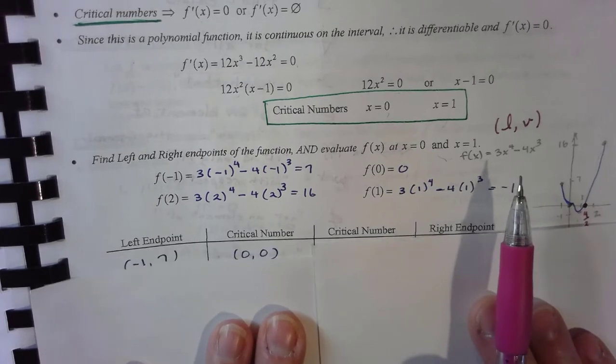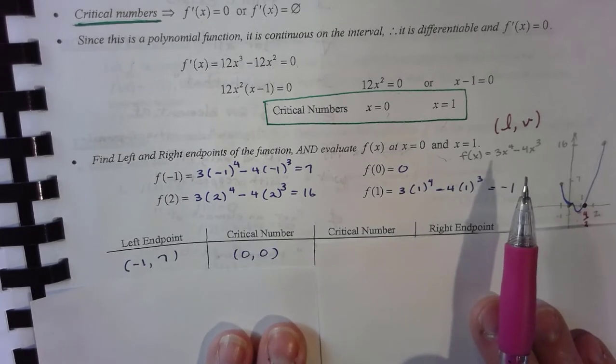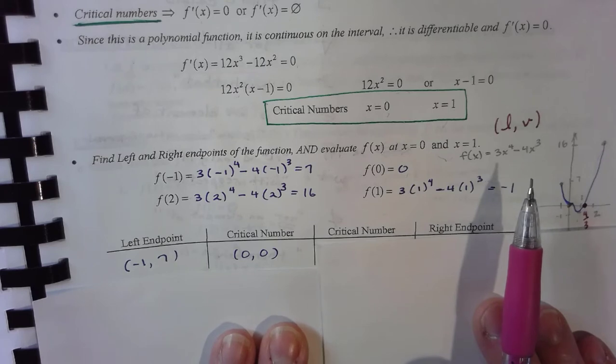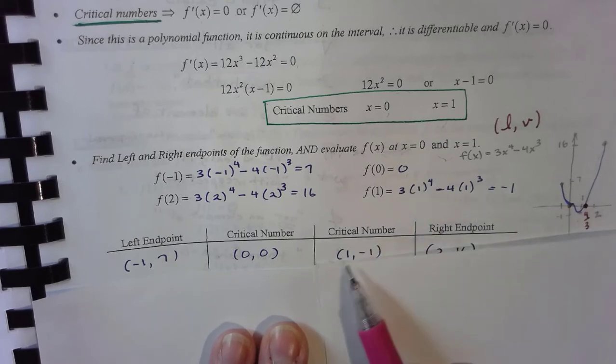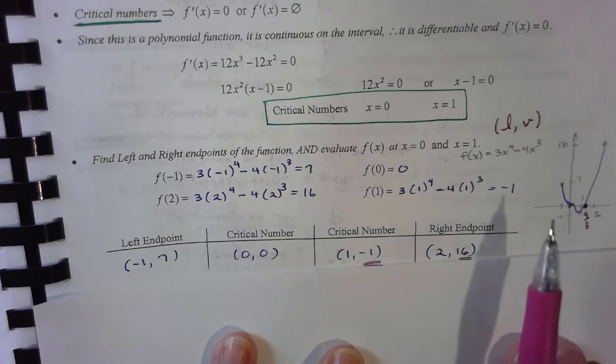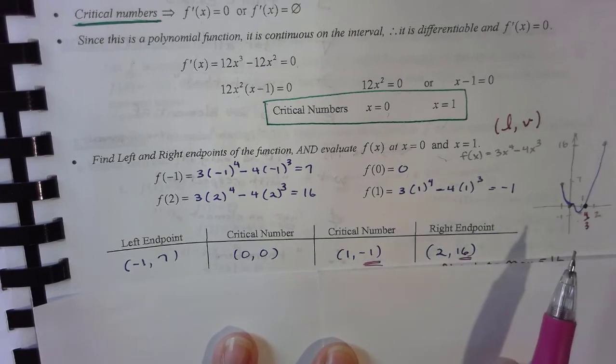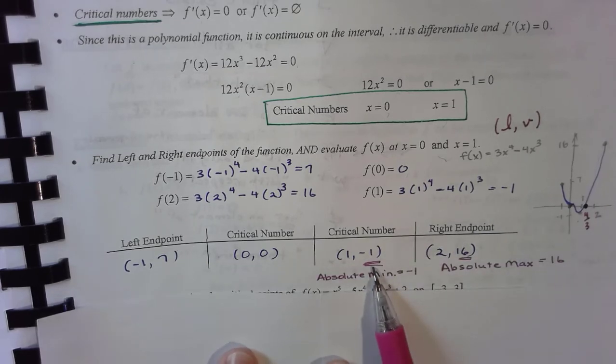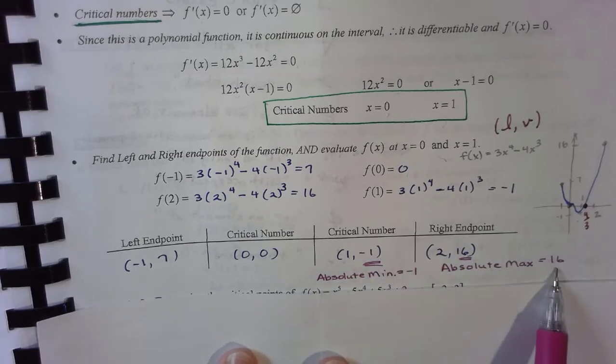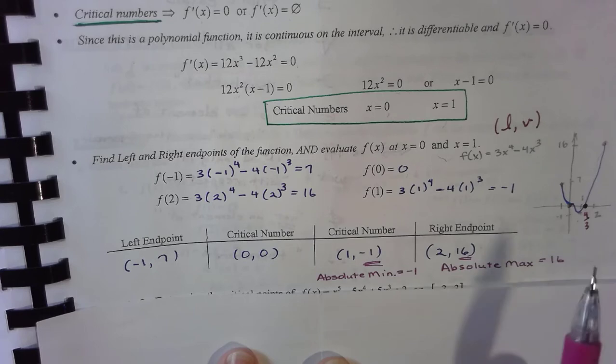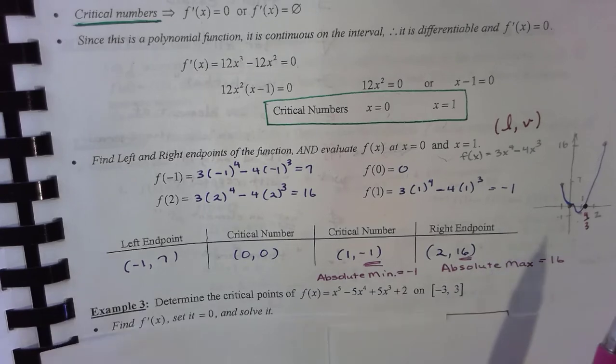So my left endpoint is the point -1, 7. My critical number when x is 0, the point is 0, 0. My critical number when x is 1, the point is 1, -1, and my right endpoint 2, 16. Clearly, lowest value, highest value. Absolute minimum, absolute maximum. Why? Because I also checked at the endpoints.